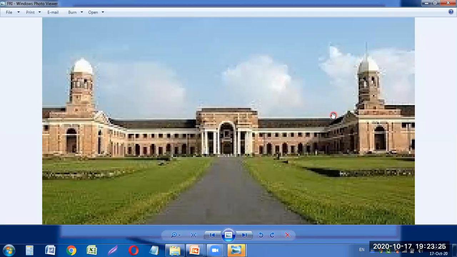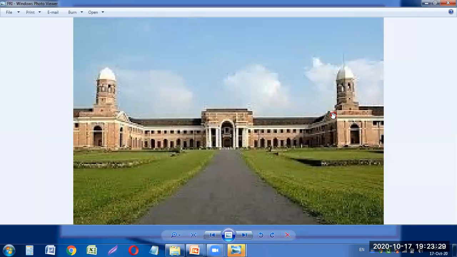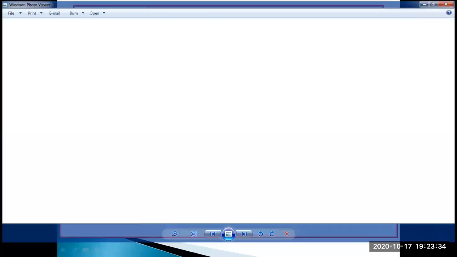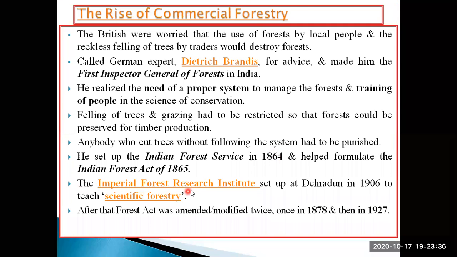Oh, how beautiful! What a beautiful institute it is, in a vast area also. It is there in Dehradun. So this was set up as the Imperial Forest Research Institute. Try to remember the name, my dear students. It was set up at Dehradun in 1906 to teach what? Scientific forestry. That we will learn. What is scientific forestry, in the next slide.